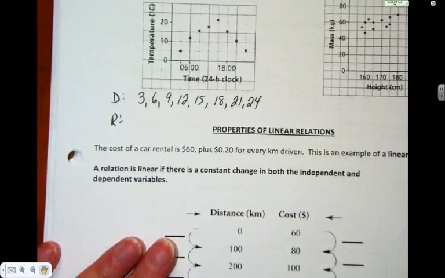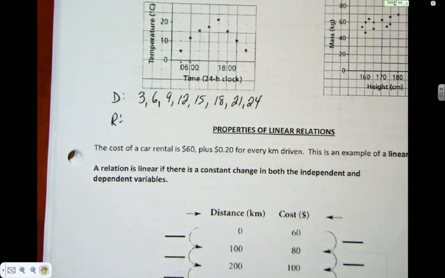So what did we do? We just listed them out. That's all. If there's not those lines and those arrows, you just list them out.